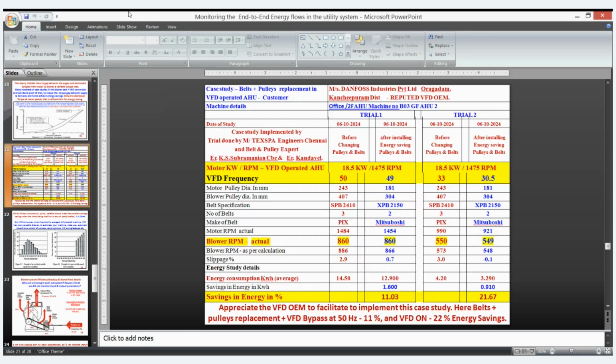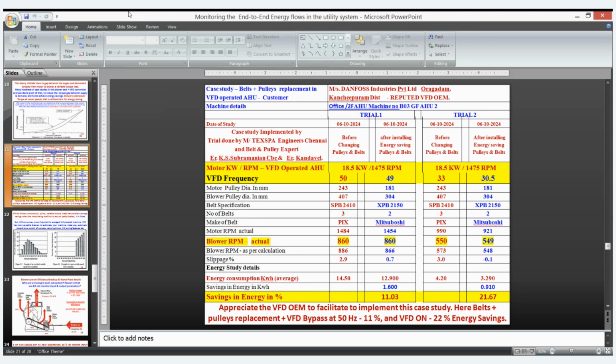This is a case study done in Danfoss. They are basically a reputed VFD OEM, and at the Chennai plant, it has been done. You can see on an 18.5 kilowatt, 25 HP machine blower, VFD AHU blower only. For the same given blower RPM of 860 RPM at 50 Hertz, at 33 Hertz, at 30 Hertz. The energy savings at 50 Hertz is only because of the change of belts and the pulleys from V-belt to cogged belts, from 3 belts to 2 belts. This gave a savings of almost 11% at 50 Hertz.